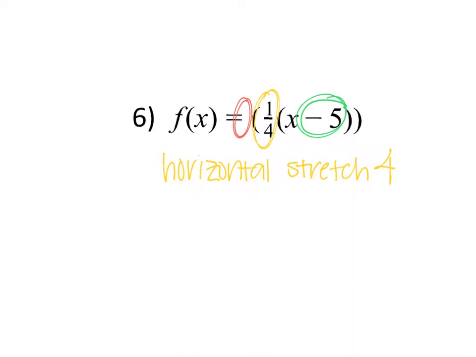Over here, I've got a -5, so I'm shifting right 5. And then there's nothing on the outside of the parentheses. I'm not adding or subtracting anything. It's plus 0, so it's not going up or down any.